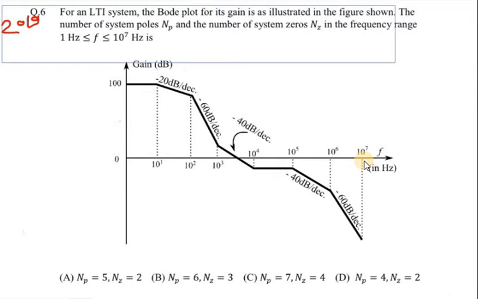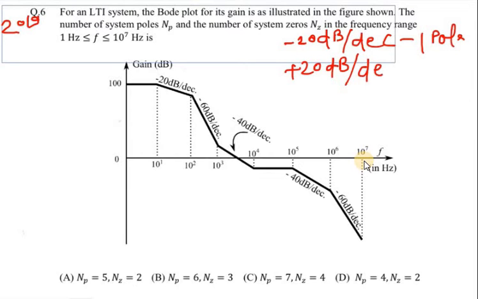So we'll start with the number of poles or zeros at each frequency. How will you find out the number of poles and zeros? If you have minus 20 dB per decade slope, then 1 pole. And for plus 20 dB per decade slope, if you are getting plus 20 dB per decade slope in the Bode plot, it means there is 1 zero. If you are getting minus 20 dB per decade slope, it means 1 pole. So we'll start at each corner frequency.